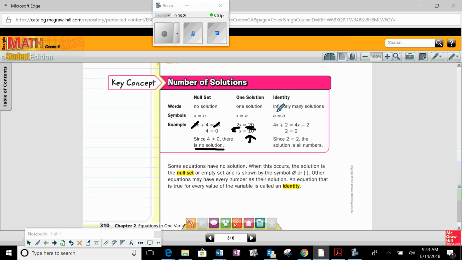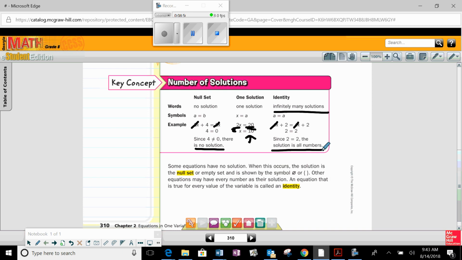Then we have the identity, which means there's infinitely many solutions. So a equals a, the same number. So if we have 4x plus 2 equals 4x plus 2, because there's a 4x on both sides, they cancel each other out, and we're left with 2 equals 2. Well, 2 does equal 2. That is a true statement. So that means that there are an infinite amount of solutions, or all solutions.